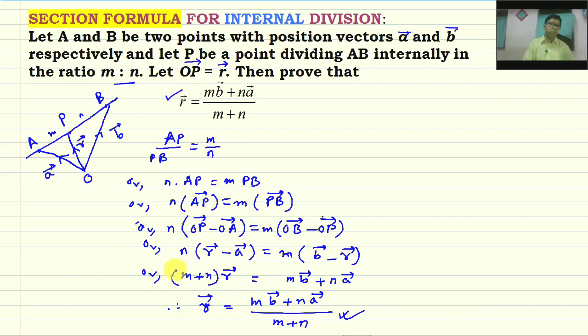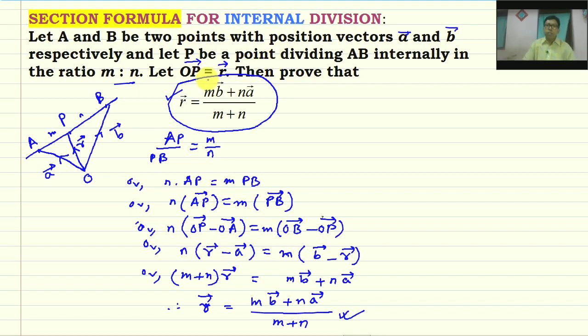What is r? r is the position vector of P, and P cuts the line segment AB in the ratio m is to n. This is given. So you have to remember this one, and in the proper place you have to apply this formula. r vector is equal to m b vector plus n a vector divided by m plus n.